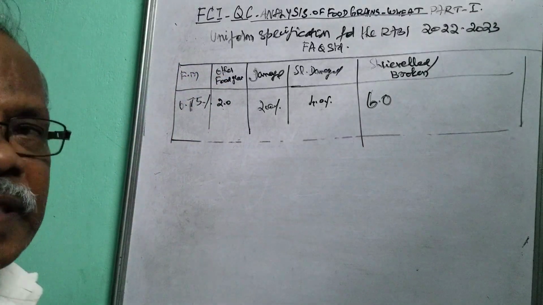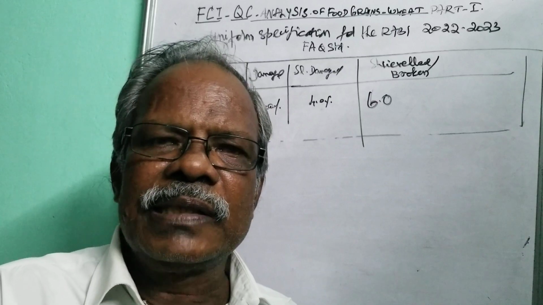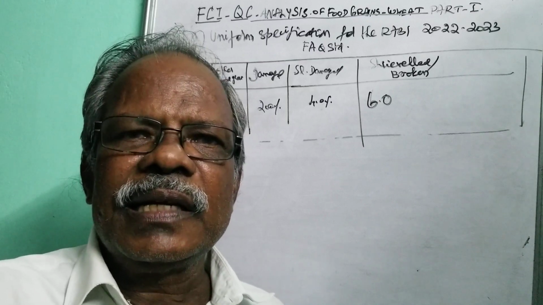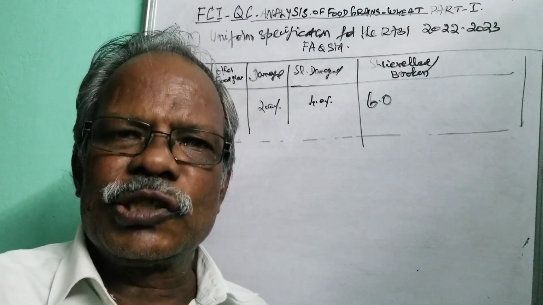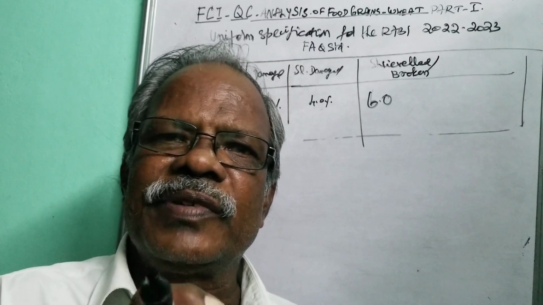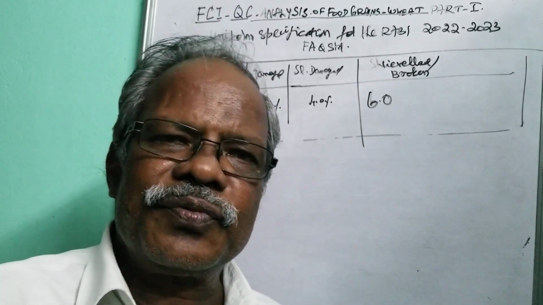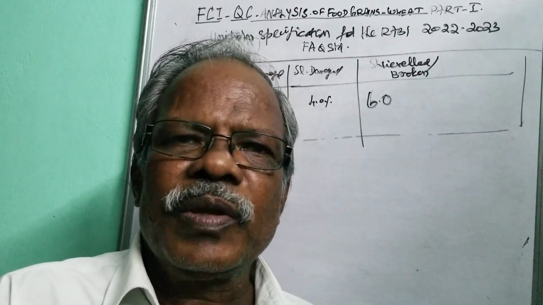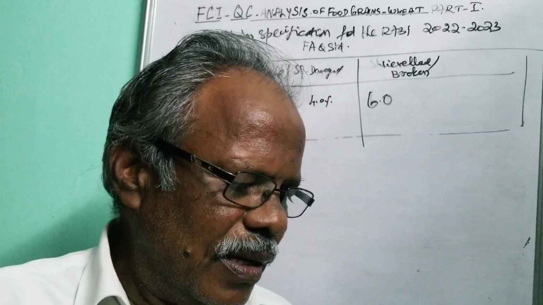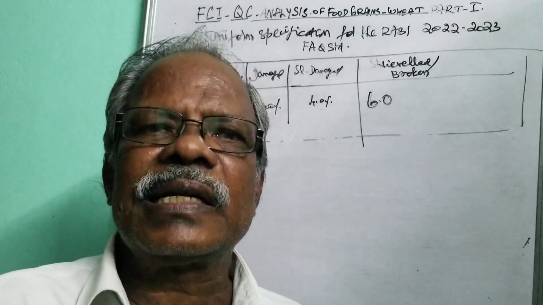Apart from this uniform specification, the preamble is also stated, which is very important for the purpose of procurement. That is, the grain should be sweet, dry, merchantable in condition, and wholesome, and it should not have any poisonous seed, Argemone mexicana. The food grain should conform to food safety standards, and it should not emit any obnoxious odor. These are certain preamble parameters that we should have.